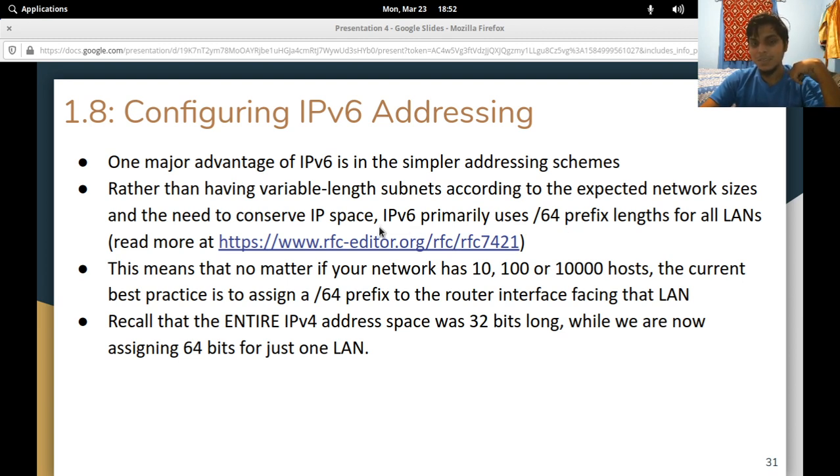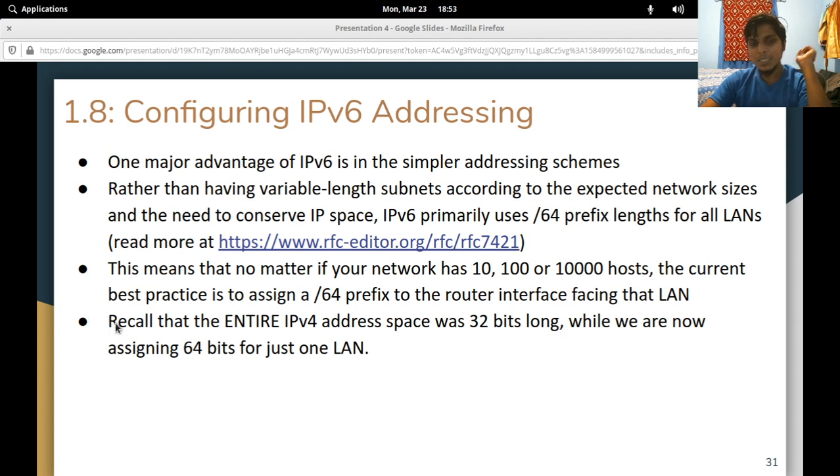In IPv6, in any IPv6 LAN, you have a /64, which means you have 64 bits for hosts, and that's 2 to the power 64. How many hosts can you address with 2 to the power 64? That's crazy. But that is an RFC. That is the recommendation right now, which means that no matter if a network has 10, 100, or 10,000 hosts, the current best practice is to assign a /64 prefix to the router interface facing that LAN.